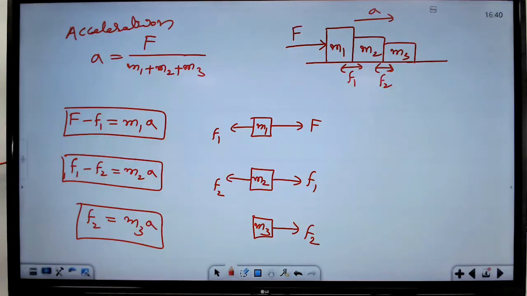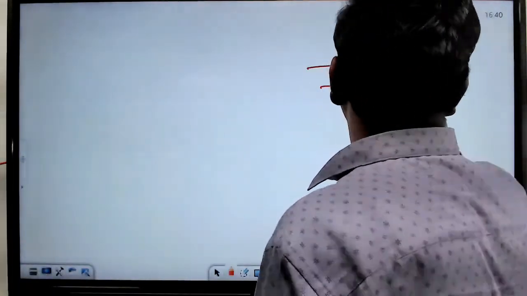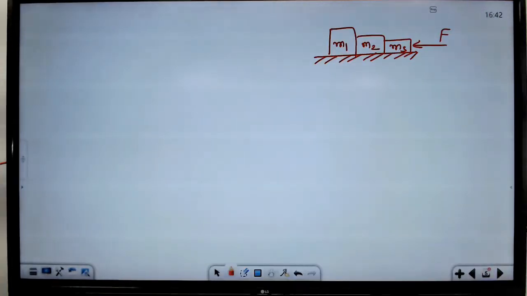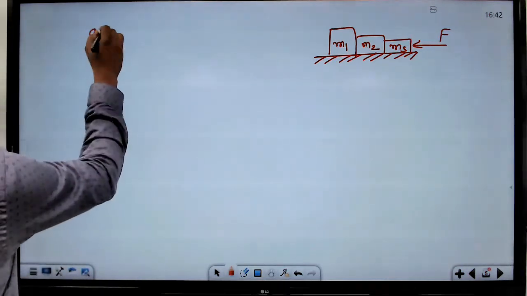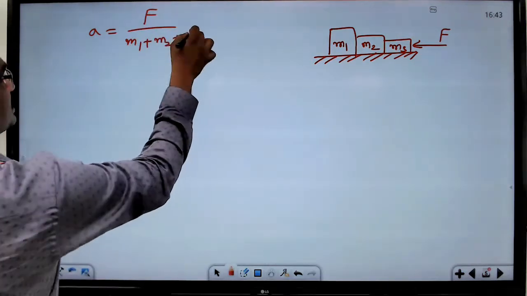Next case. The same force F acts on mass M3. What about acceleration? Acceleration is how much? A equal to F by M1 plus M2 plus M3.